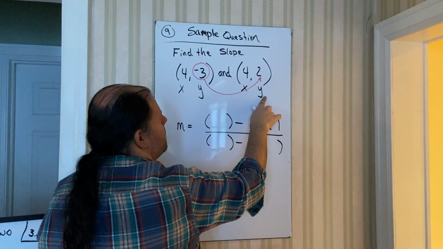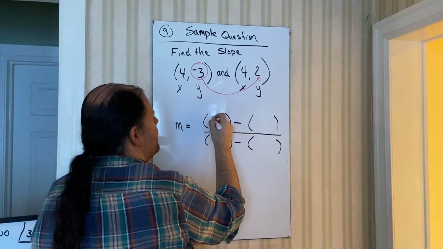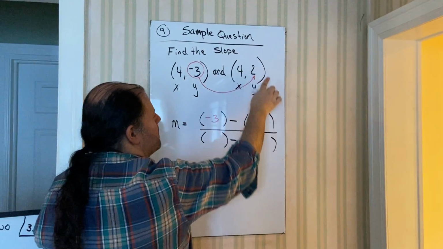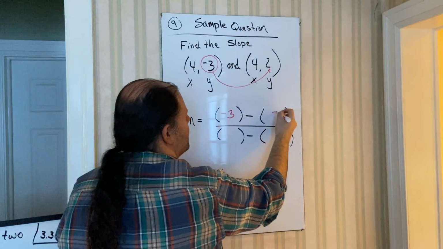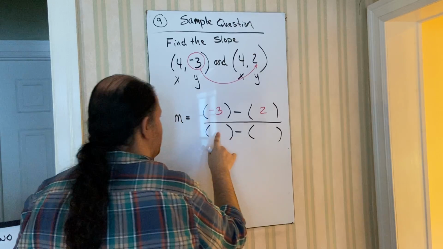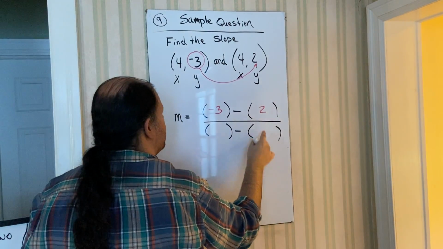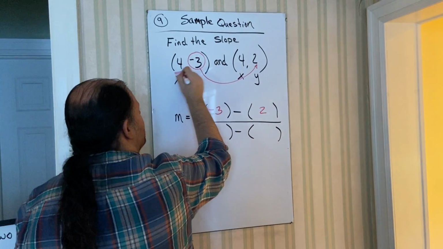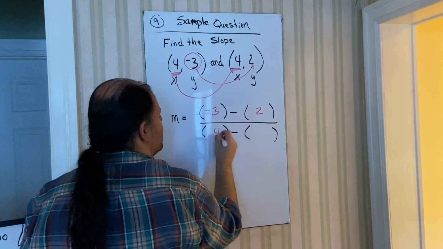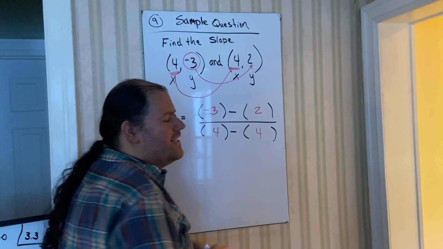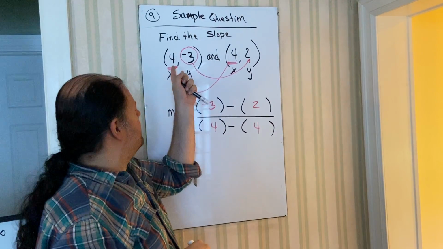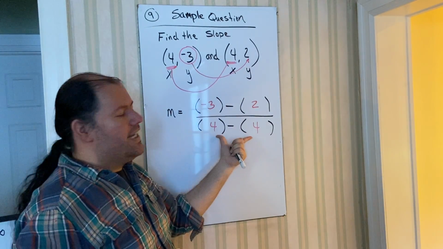Remember, y to y. So I started as a -3, so I put in a -3 in my first set of parentheses, and then I put a +2 in the second set of parentheses on top. Because remember, tops can only have y's. Now let's see how my x's went. I started as a 4, and then I stayed a 4. So you probably already know that the bottom is going to be 0. Why? Because there's no change in your x's.